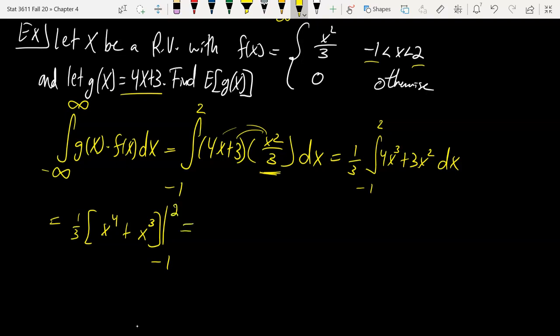And I'll spare us some of the arithmetic. You plug in 2, subtract when you plug in -1. Should get a nice value of 8. Okay. Awesome. All right. And that's the expected value of a function of a continuous random variable, where the function in this case is 4x plus 3.